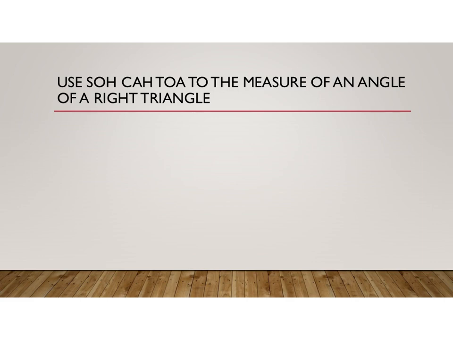How do you use SOHCAHTOA to find the measure of an angle of a right triangle? So if I have a right triangle, and let's say I give you these sides, so first of all, I could find, let's say, angle B. To find angle B, I know I've got two sides here. I know the opposite and the adjacent. Opposite and adjacent is tangent. So therefore, the tangent of angle B would be 5 over 8.